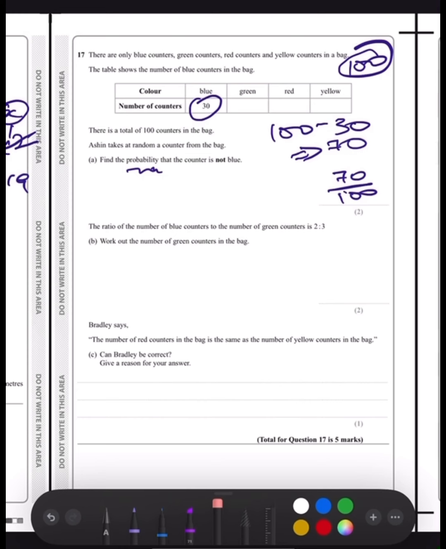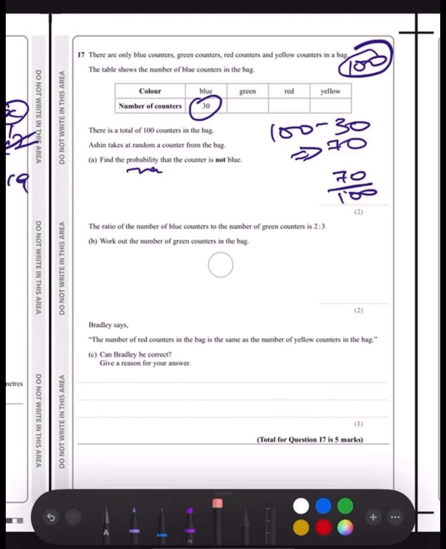Okay. Next question is, the ratio of the number of blue counters to the number of green counters is 2:3. Work out the number of green counters in the bag. So now we've been given the ratio of 2 to 3, and we need to find the green ones. We already know that the blue ones is 30. So it's again very useful.